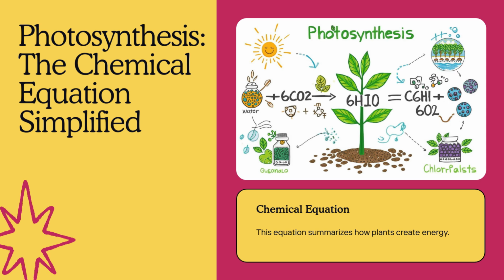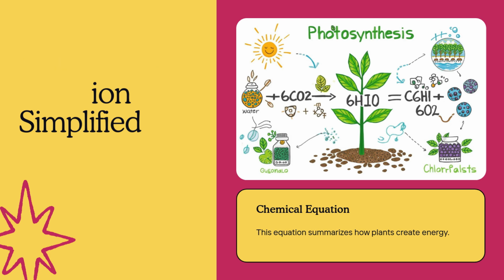What is produced. One: glucose, C6H12O6. Glucose is the food made by plants. Plants use it for energy, growth, and storing food. Two: oxygen, O2. Oxygen is produced as a byproduct and released into the air. Humans and animals breathe this oxygen to survive.